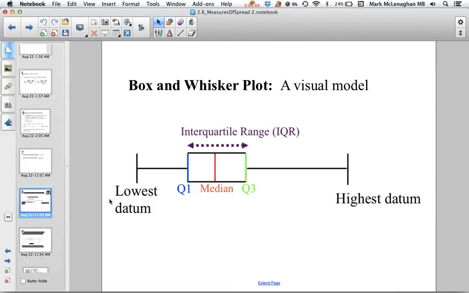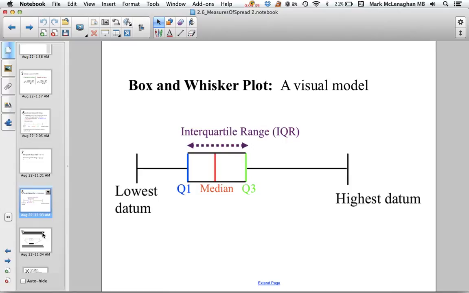If we use the quartiles, then we can create what they call a box whisker plot. So it's just a visual model of what all those numbers represent. The red line is the median, the blue line is the first quartile, the green line is the third quartile. Then we can create a little box, that's the box part, and then we extend the line out to the lowest value, the lowest datum, and a line out to the highest datum. That gives us our little whiskers for the box whisker plot. So the interquartile range is the length of the box part.